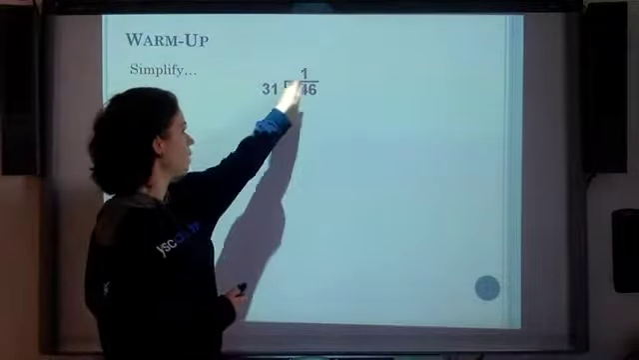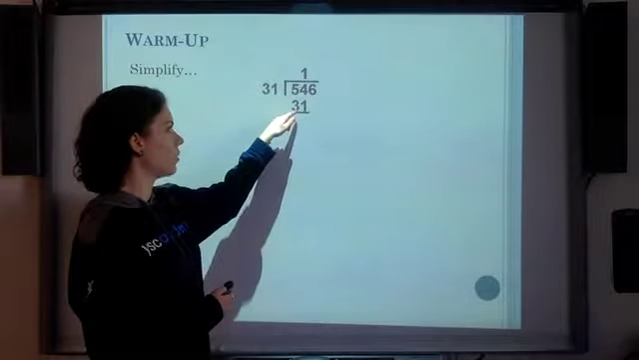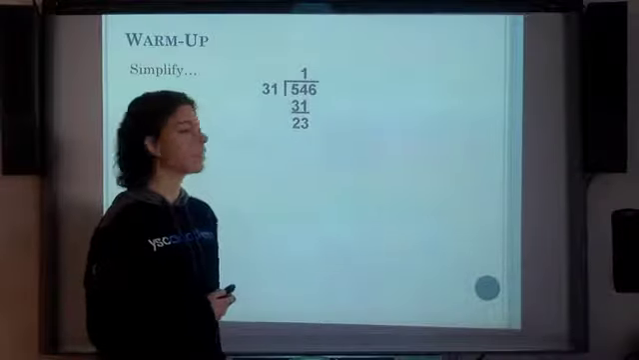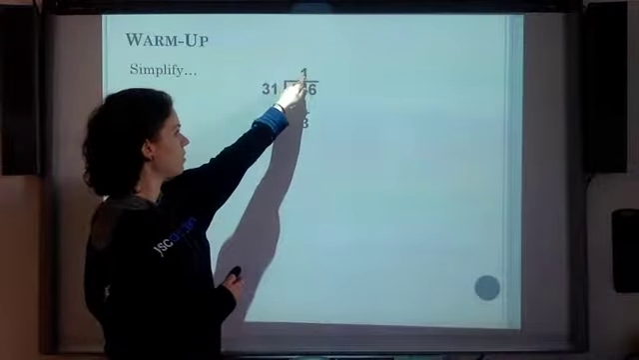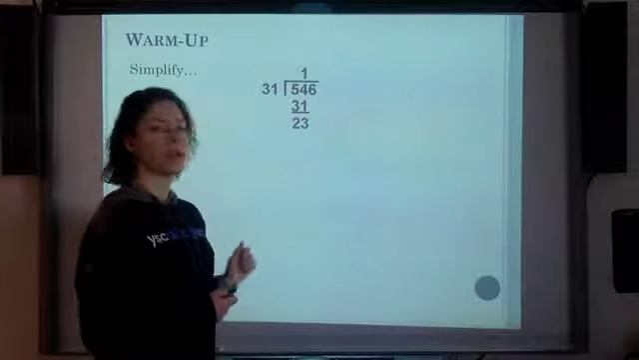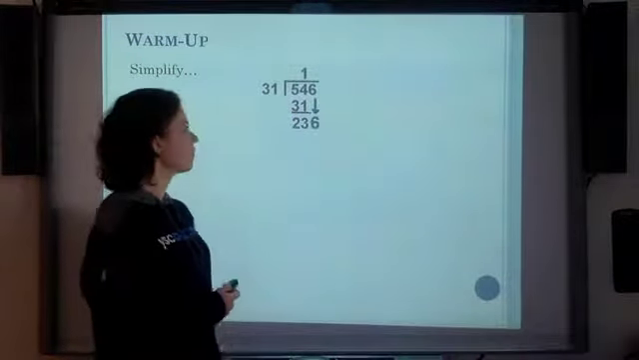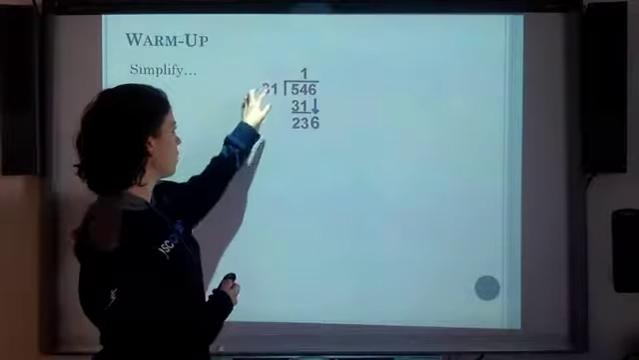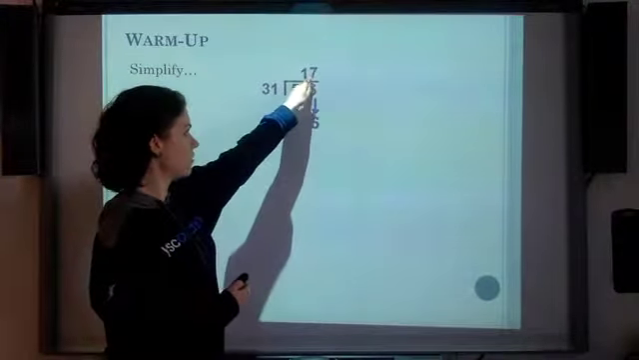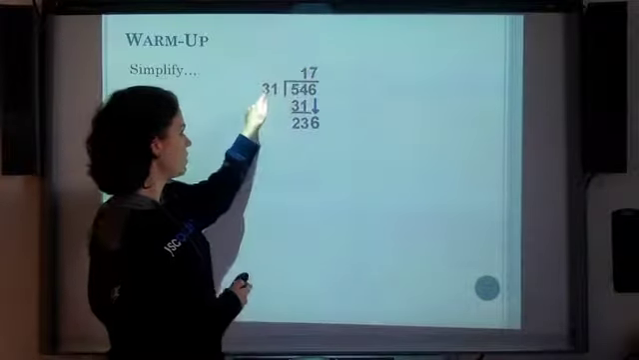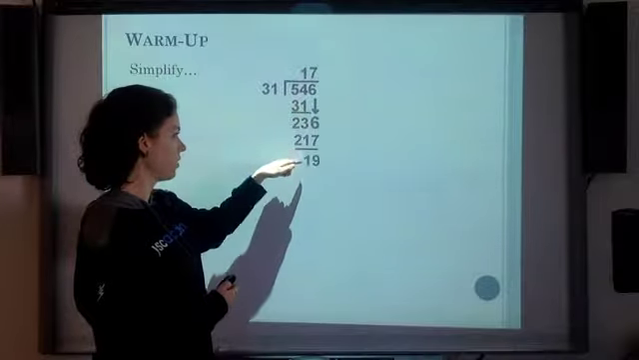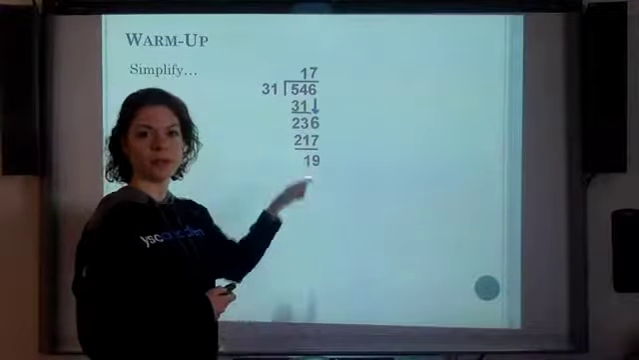Then we multiply the 1 with the 31. We get 31. And then we subtract this and we get 23. So again, after we say what that number is up top, we multiply, write that below, subtract. Next, we bring down the 6. Now we have to see what we need to multiply 31 by to go into 236. That gives us 7. And then we do 7 times 31, and we get 217. Then we subtract. We get 19 as our remainder.